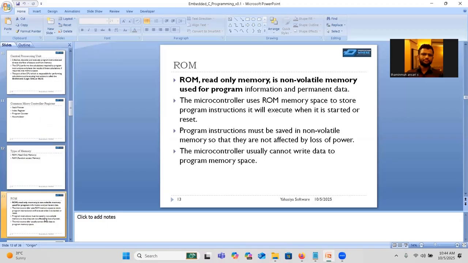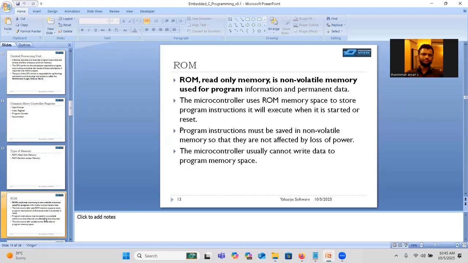To explore further, ROM, read-only memory, is non-volatile memory used for program information and permanent data. If you want to store some constants, you can store them in ROM as well. There are different constants used, and those constants can be stored in ROM, since they are not changeable in the program. The microcontroller uses ROM memory space to store program instructions it will execute when it is started or reset. So ROM is actually program memory, and it is non-volatile memory.